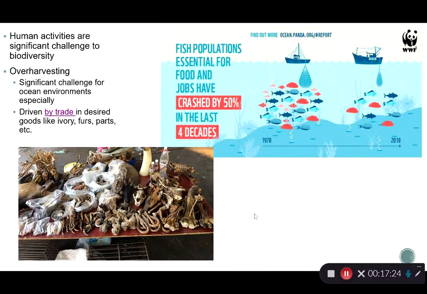So overharvesting is also an enormous issue in terms of biodiversity. Particularly within our ocean environments, we are taking out way more fish than can be sustained, and so the most essential species of fish that we depend on for food have crashed by about 50% over the last 40 years or so. So some of those really common fish that we used to eat a lot of are now really threatened and becoming a greater issue that we need to deal with.